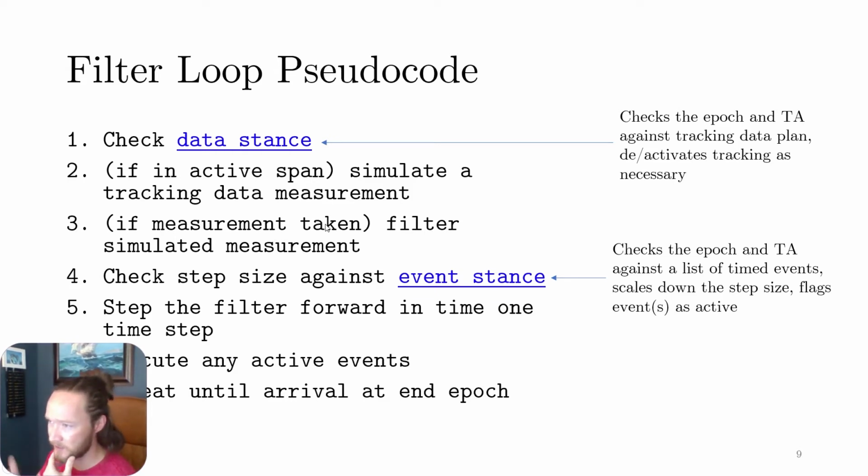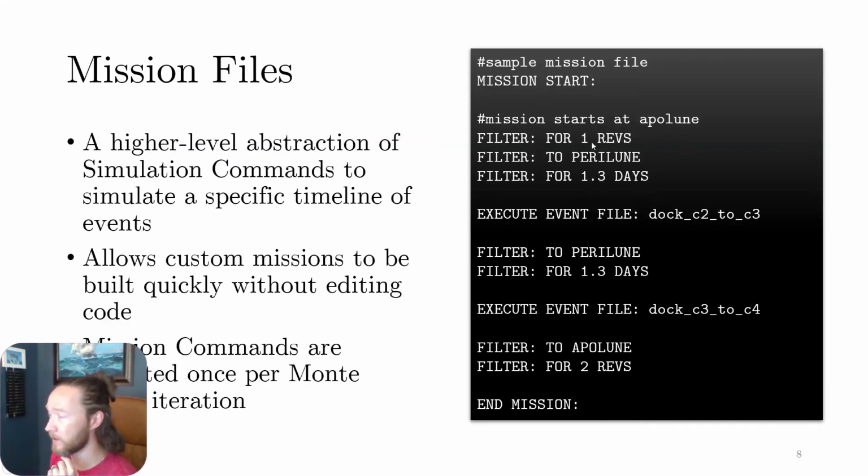And then it's time to take our step through time to the next time step, in which case we check our next step size against the event stance, which is similar to the data stance. We check the epoch and true anomaly against the list of upcoming events. If the next one is within a step size, we will scale down the step size and flag that event to be executed. Then we step the filter forward, execute any events that have been flagged, and then repeat until we arrive at an end epoch as defined by the command here.